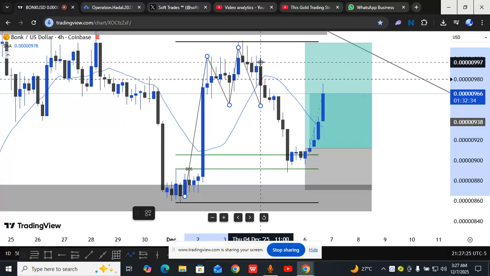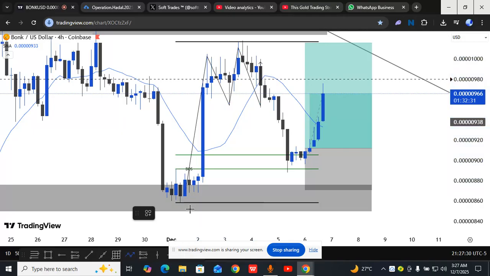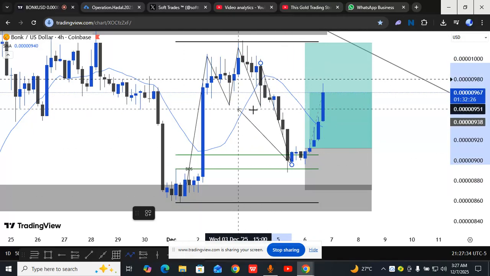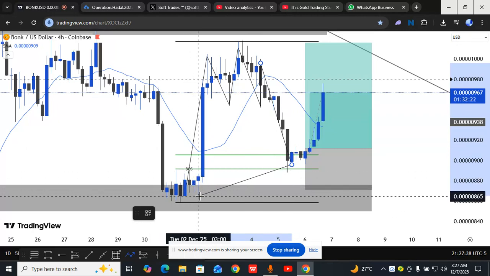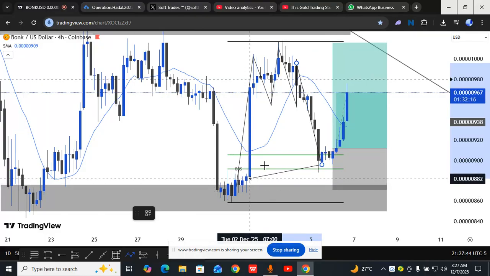So when you see this, what you are waiting for is to see price come down to this level, take out this liquidity, tap into, let's say, an order block or a support zone or a demand or whatever it is, right?